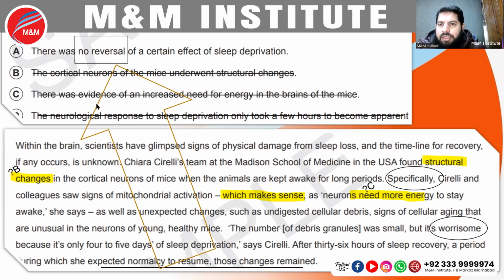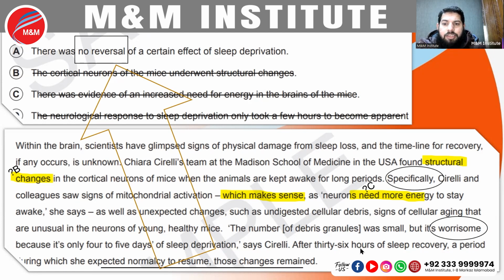And the next option is somehow written: there was evidence of increased need of energy. It's written over there, neurons need more energy to stay awake. But again, it's the continuation of the same theme that makes sense. So we cannot say it's a surprising factor. And the third is the neurological response to sleep deprivation only took a few hours to become apparent. But it's worrisome because it's only 4 hours of sleep deprivation, let's say. So basically, that might be a distraction for you.